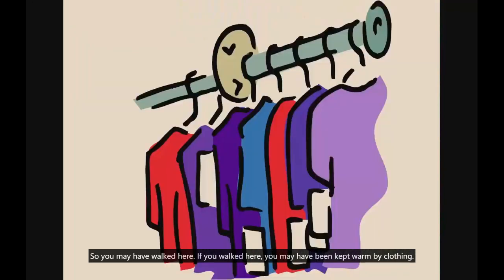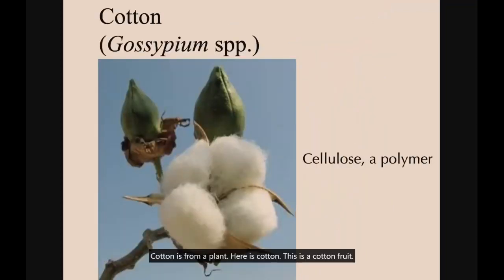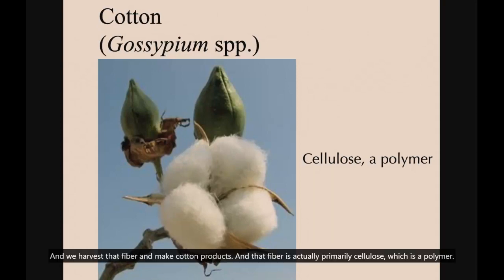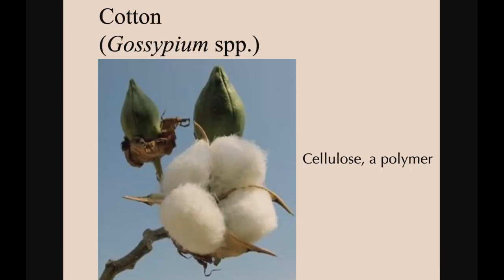Okay, so you may have walked here. If you walked here, you may have been kept warm by clothing, and that clothing could very well have come from a plant. Linen, for example, is from a plant. Cotton is from a plant. Here's cotton. This is a cotton fruit, and the fruit has in it this enormous amount of fiber. And we harvest that fiber and make cotton products, and that fiber is actually primarily cellulose, which is a polymer.